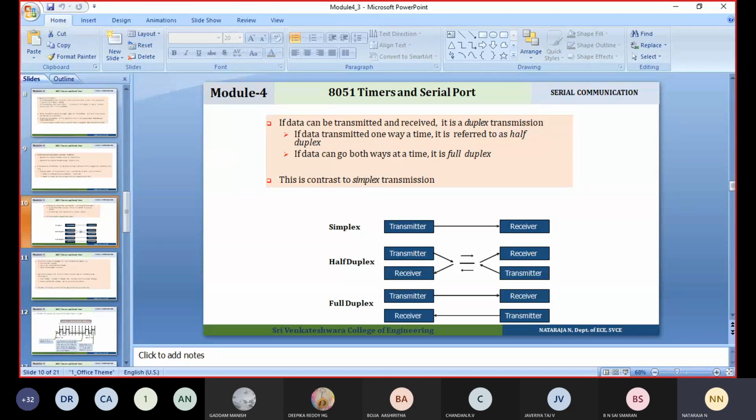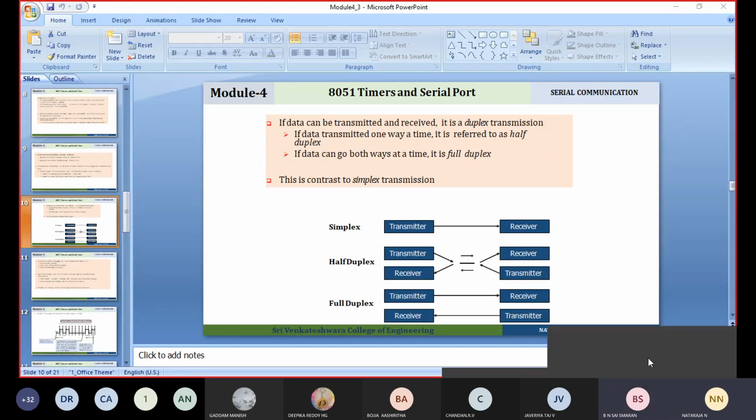Full duplex is your cell phones. Ringtone is also used as a simplex transmission, sir. Yes, data is only received and it's getting counted. Then tell me examples for half duplex and full duplex.